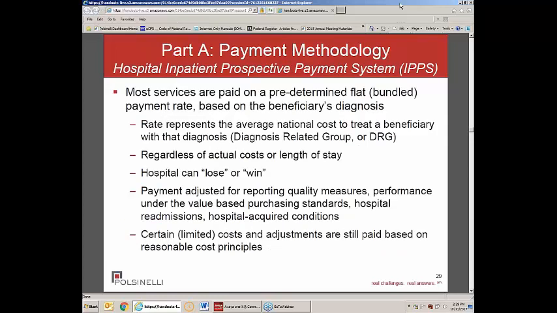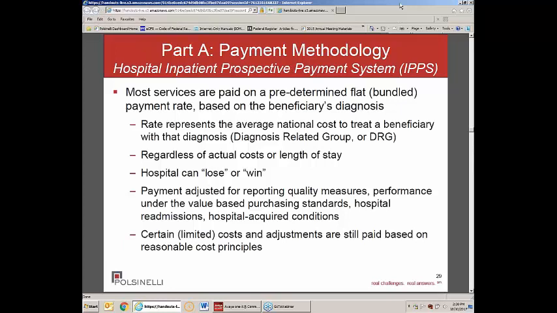Next slide. So I wanted to go a little bit more in depth about what a prospective payment system is, and I'm going to do so with the hospital inpatient PPS example, although, as I mentioned, a number of other Part A services are covered under a prospective payment system. But under the prospective payment system, or PPS, services are paid a predetermined flat amount. We typically call this a bundled payment amount.